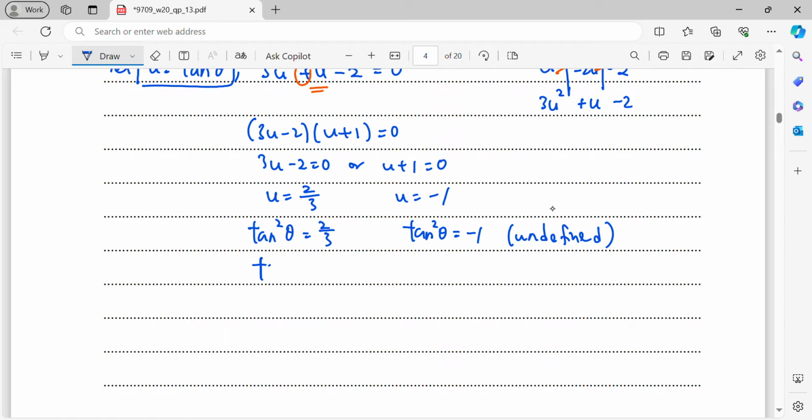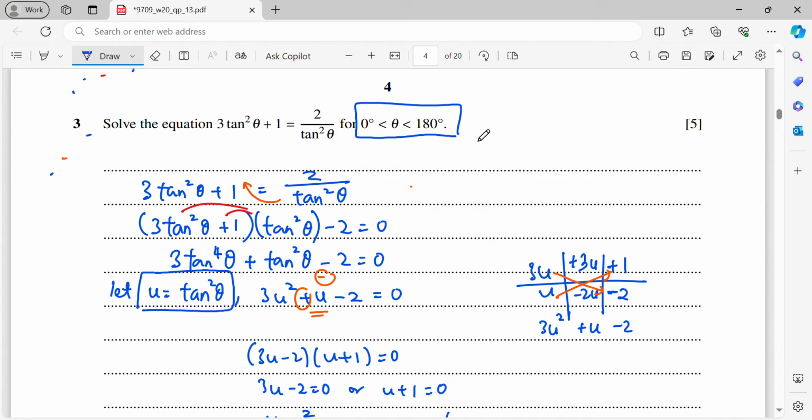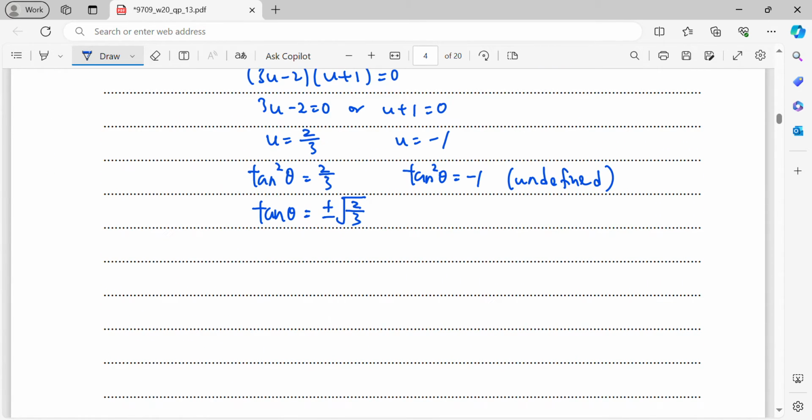Okay, so now my tangent theta will be plus minus square root of 2 over 3. So now, by looking at the interval of theta, it is in the first two quadrants. Right, your angle will be in first two quadrants. And now when you look at the tangent theta here, it is plus and minus. So obviously, your angle is in the first two quadrants. I need to know what is my basic angle over here. These two basic angles. So now my basic angle is basically inverse tangent of square root of 2 over 3.